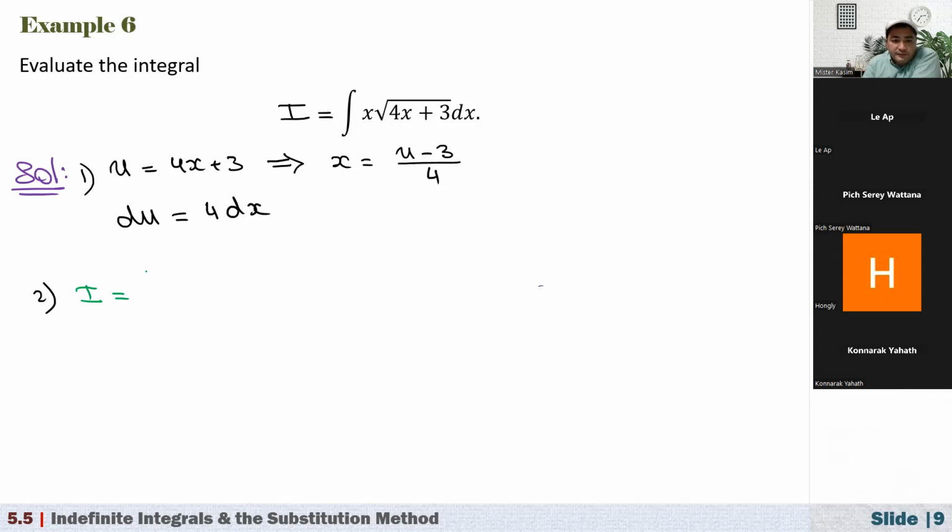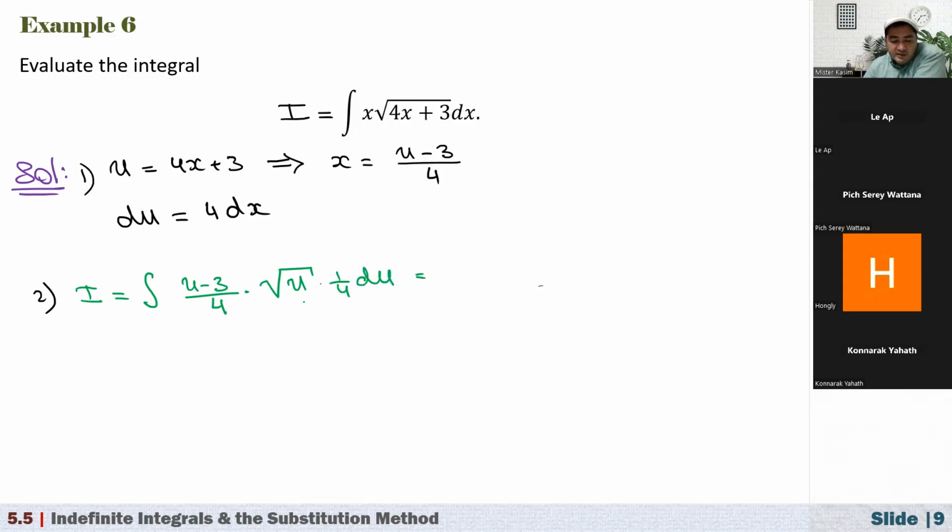integral. What is x? x is (u minus 3) over 4, times the square root of what is 4x plus 3? 4x plus 3 is equal to u, right? And here we have dx. What is dx? dx is equal to 1 over 4 du. And times here we have 1 over 4 du.